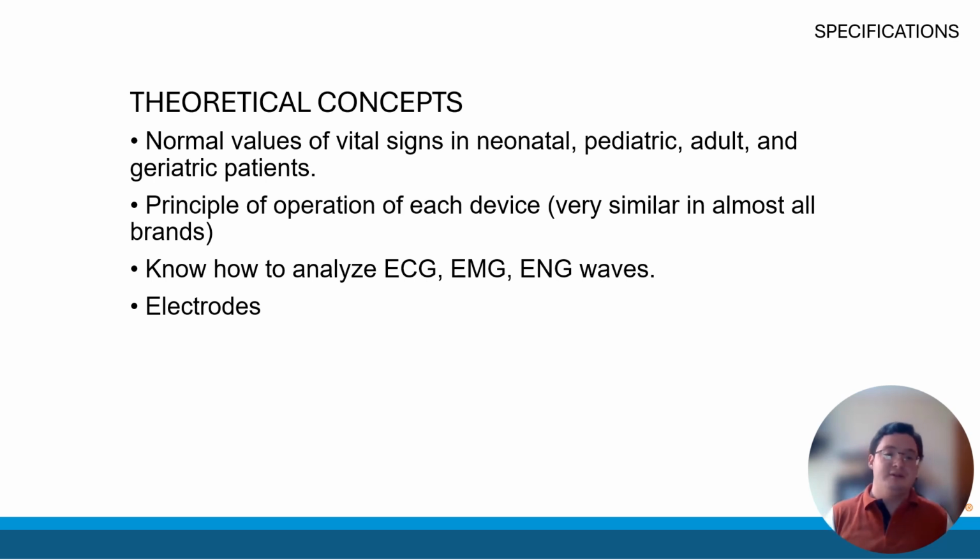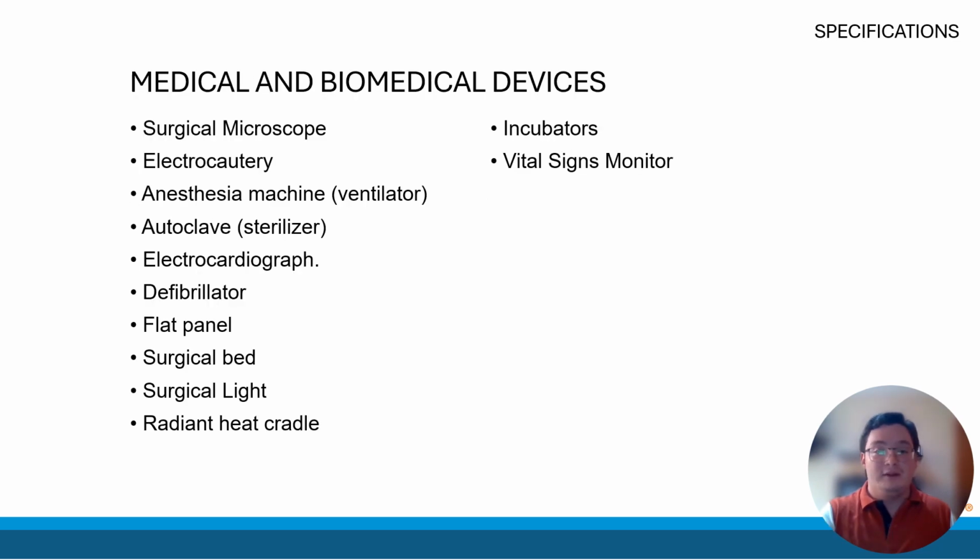And obviously we have to know how to analyze different waves with different biopotentials, principally electrocardiogram, electromyogram, and electroneurogram waves. And we have to understand what electrodes are and which types of electrodes exist and in which activities we can use them. Well, talking about the devices, in this list we can notice that there are many devices, but if we don't know how to use them, it's very difficult to work right in the hospital.